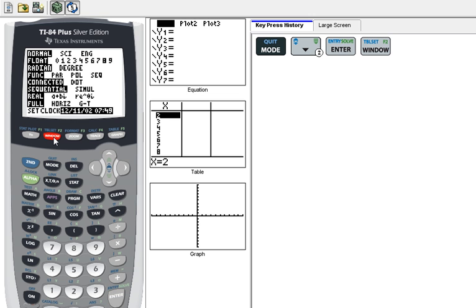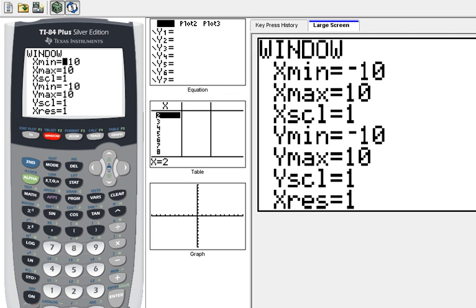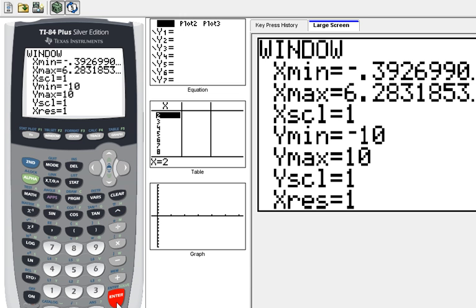Then I want you to go to your window, and we are going to put our window at some different spots. I am going to put my x-min at, let's say, negative pi over 8. My x-max will be at 2 pi. And once I hit enter, it'll turn to a decimal. And then let's go x scale of pi over 4.